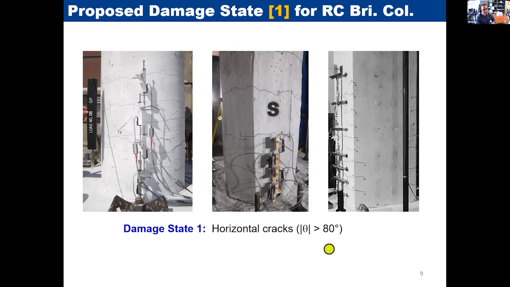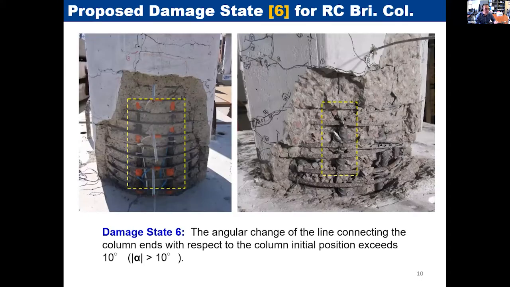A few examples are here. And the way that we define it is if your theta, which is the angle of the crack with respect to the vertical line, is more than 80 degrees. And damage state 6 means it's bad, it's gone, you need to replace the bridge, red tag it. And the way that we define it is based on the number of exposed bars. So just a few examples to show you how you can program these damage states.